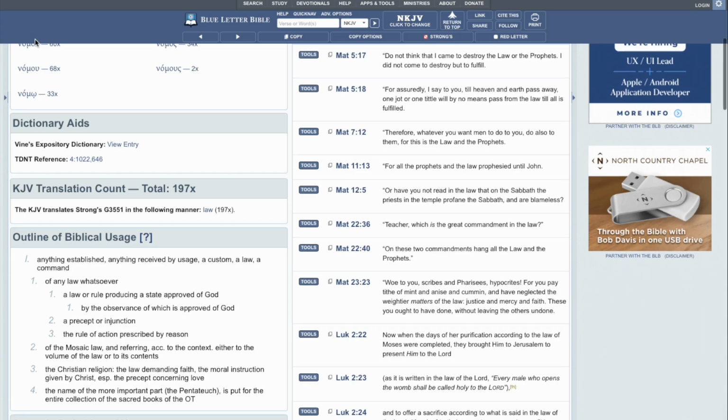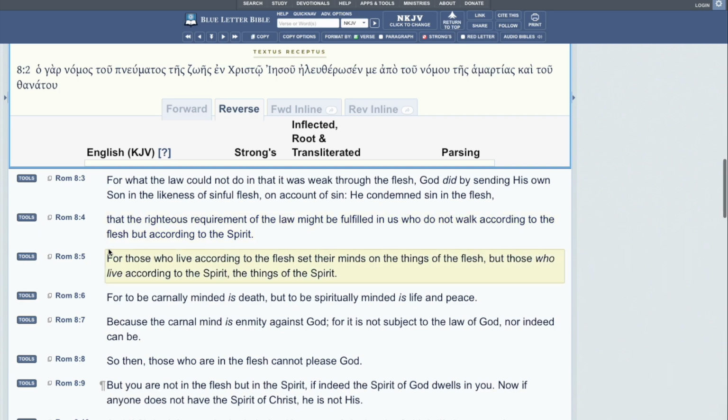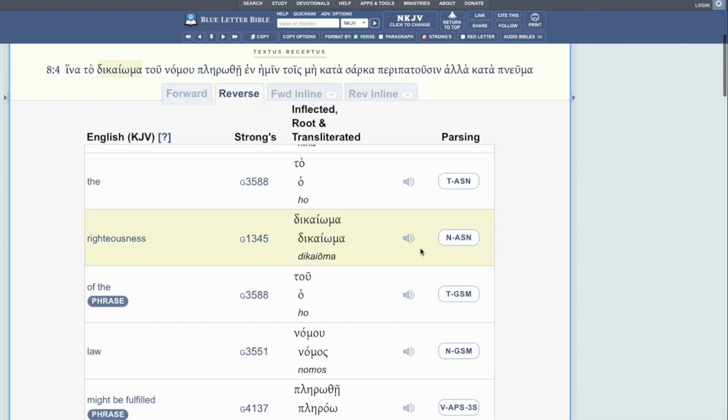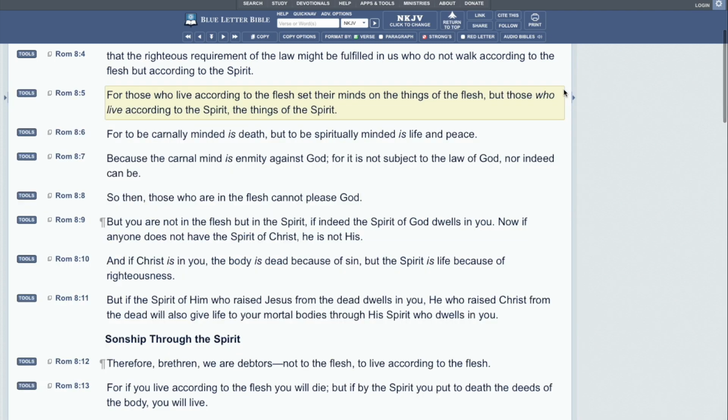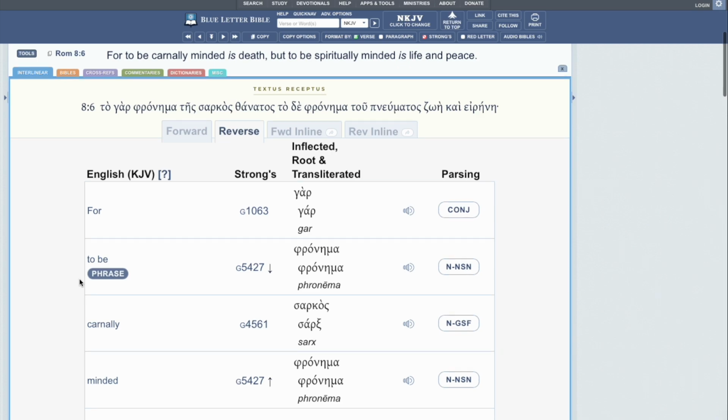Nomos, law, 197 times. Every time they translate it as law. So anyways, you can kind of have fun going through there and see, a word might be a little different than you think by doing it this way. And before I teach a section of scripture, I always go through, and I do this with every single word in the text that I'm teaching on to make sure that it's something that I'm understanding.